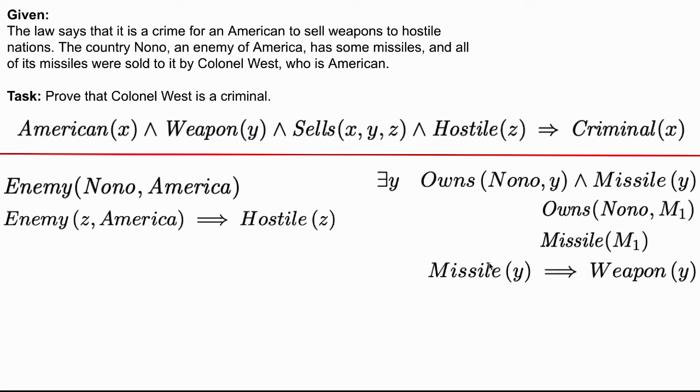Now we also need to specify that a missile is a weapon, because in the law, which is the first sentence, nowhere has that been mentioned, and neither in the second sentence. So this is another assumption that we are making, that if Y is a missile, then Y must always also be a weapon.